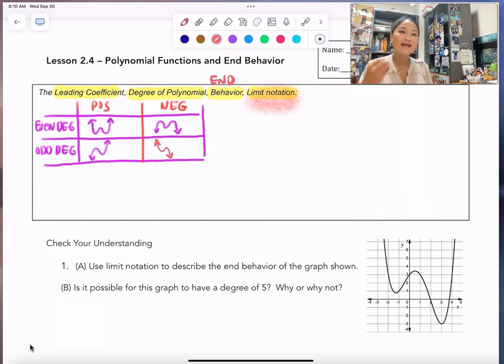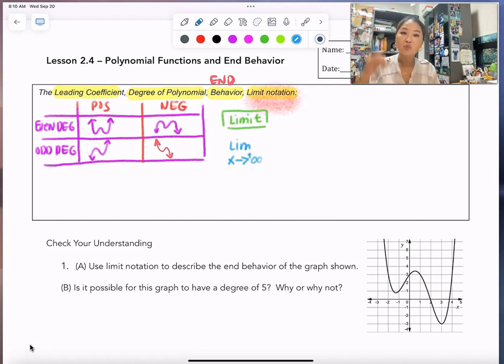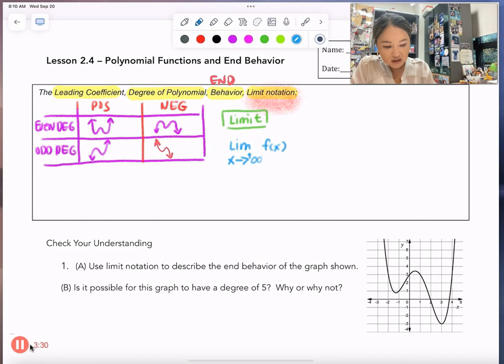Now, how do we express this end behavior? These end behaviors, we express using limit notation, which is a very calculus concept, okay? So what are we going to do? We're going to go like this. I'm going to narrate this and then show you. The limit, L-I-M, as x approaches positive infinity. As x approaches positive infinity. Approaches is a key word there, okay? Of f of x is positive infinity.